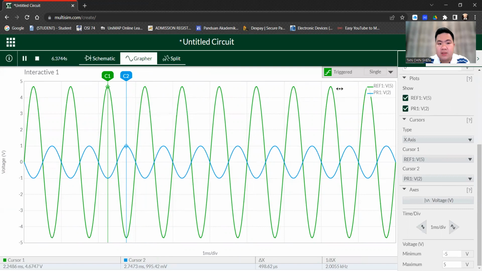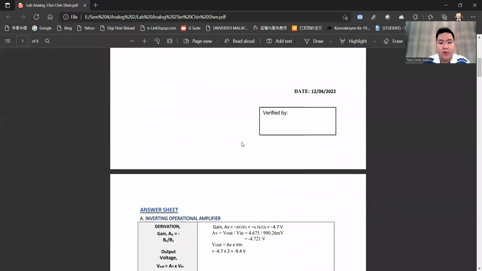I can set this by using the cursor. Let's say I set the cursor for the x-axis, meaning a straight line. Cursor 1 is the green color for the output, and cursor 2 is the blue color for the voltage input. I adjust it, then I get the result from the bottom. This is my voltage output. The maximum voltage is 4.67. Then we need to record it in Microsoft Word. I already recorded it, and this is my report.